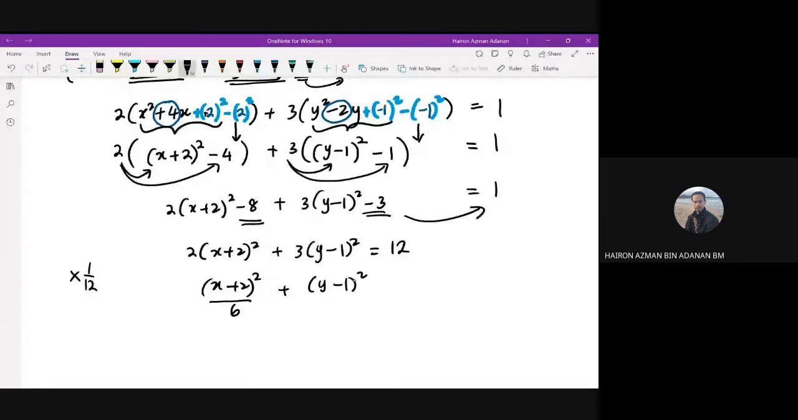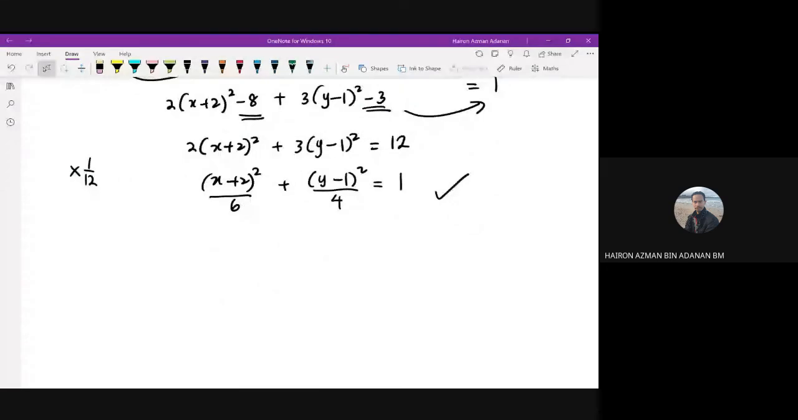1 over 4. This one is 1. So, shown. This is your ellipse. Sometimes your question asks you to show the following equation is an ellipse. So, just show. Just convert the general equation to standard form. This one is standard form. Okay. So, this is your equation, standard form of an ellipse.